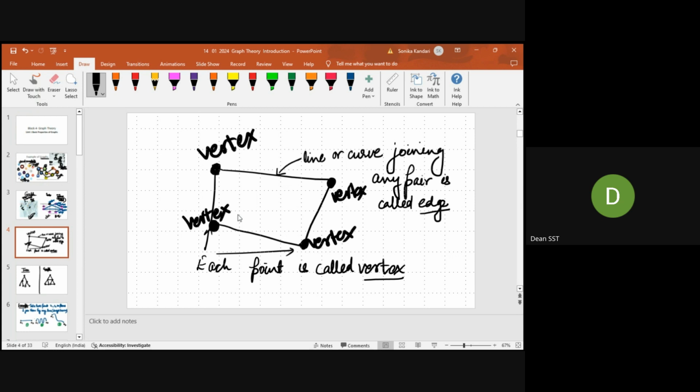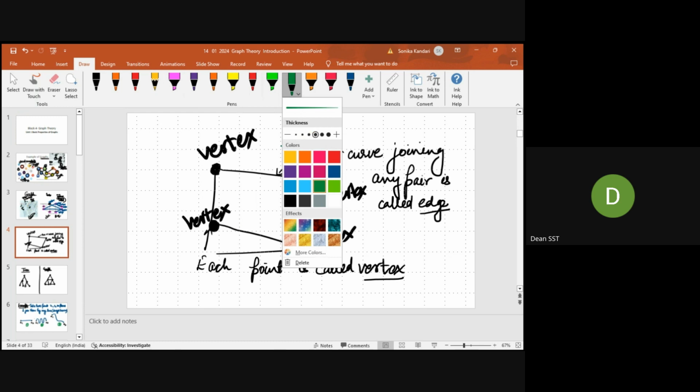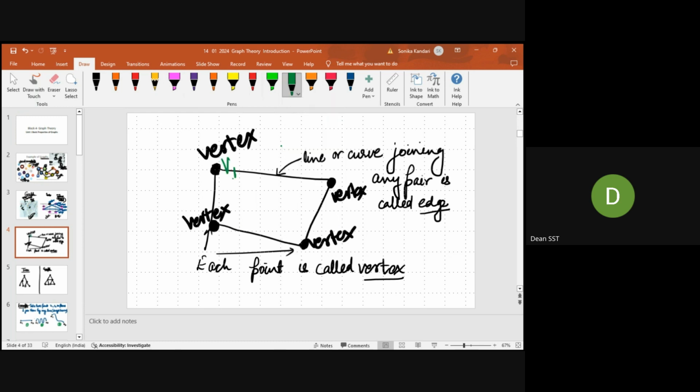It is clear. You can easily understand graph. Now, what are its vertex? This one is vertex V1. This is vertex V2. This one is V3. And this one is V4. So this graph is having four vertex: V1, V2, V3, and V4.